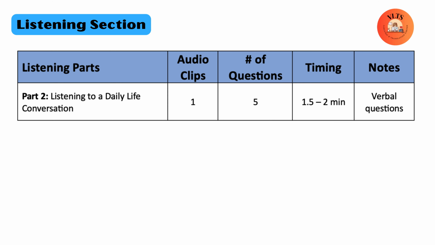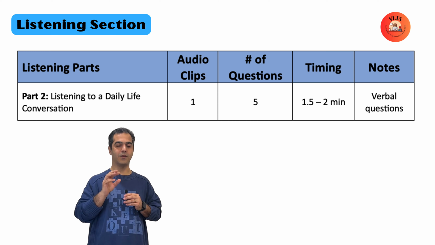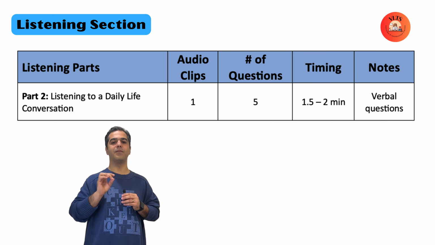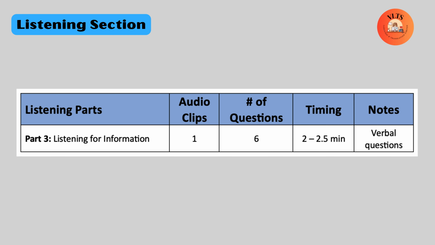This section involves one audio clip lasting between 1.5 and 2 minutes. And you answer 5 verbal questions. Part 3, listening for information. You listen to a longer audio clip lasting between 2 and 2.5 minutes. Following this, you answer 6 verbal questions aimed at testing your ability to gather information from the dialogue.